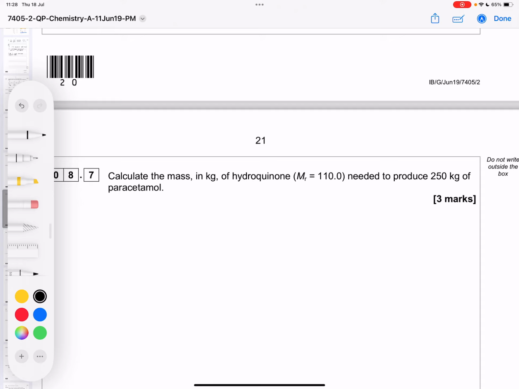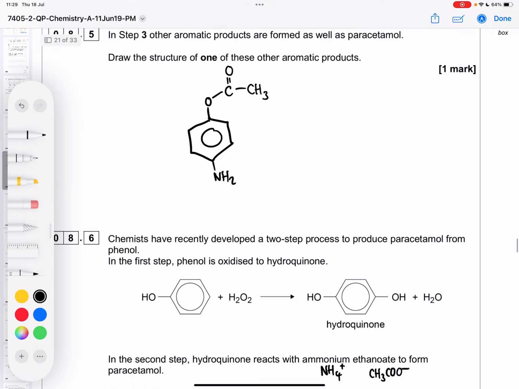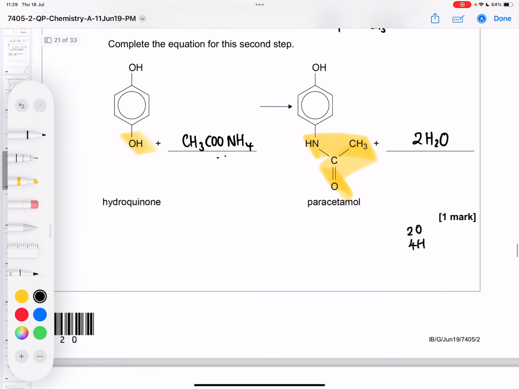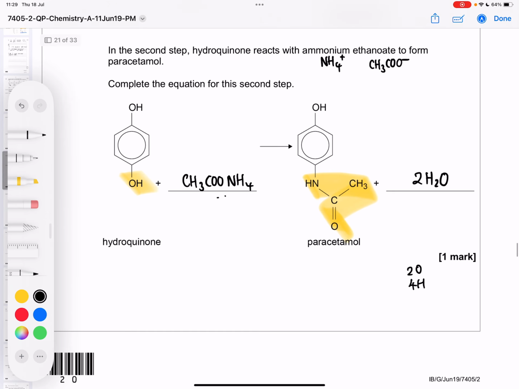Calculate the mass of hydroquinone needed to produce 250 kilograms of paracetamol. So we're going to assume 100% yield. So let's do the number of moles of the hydroquinone. So mass. Oh, we can't do that because that's what we're trying to calculate. Let's do the number of moles of paracetamol. So mass 250 kilograms into grams over the Mr of paracetamol. So we need to go back up here and add up the Mr of paracetamol.